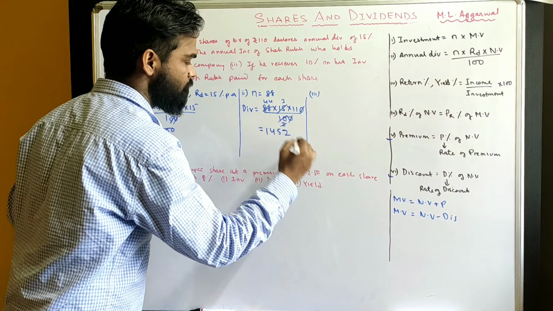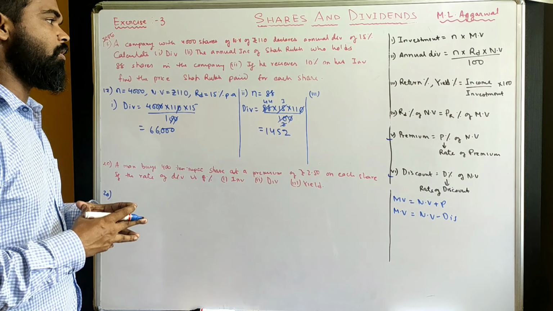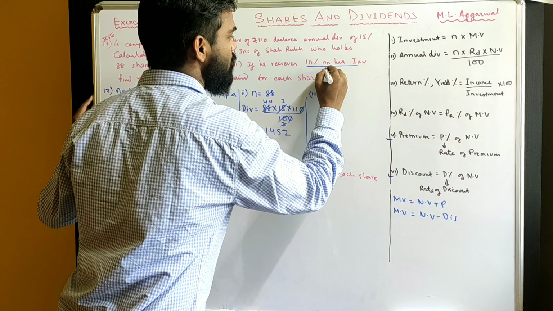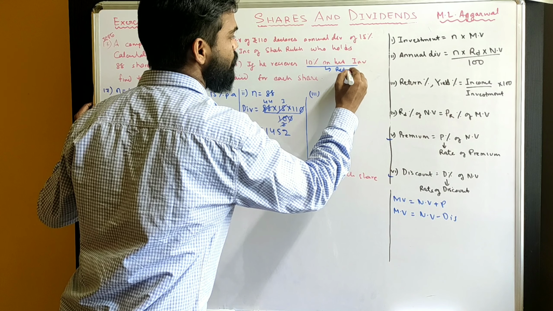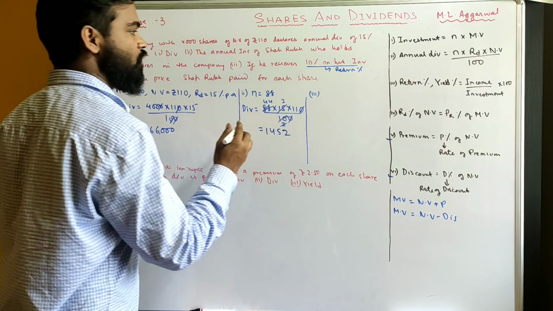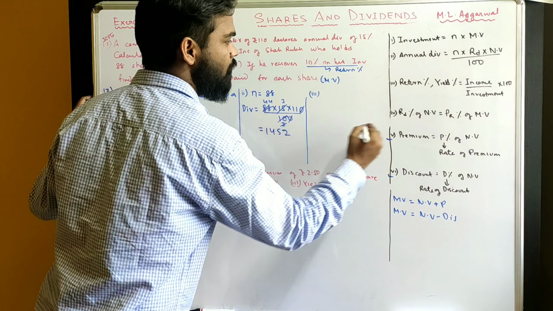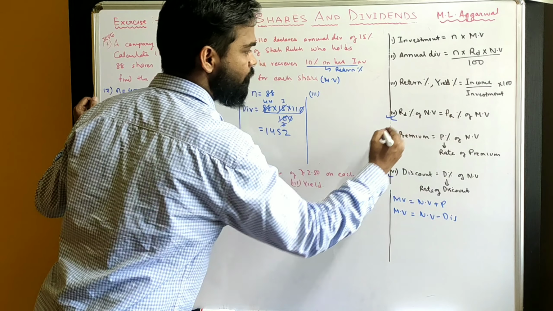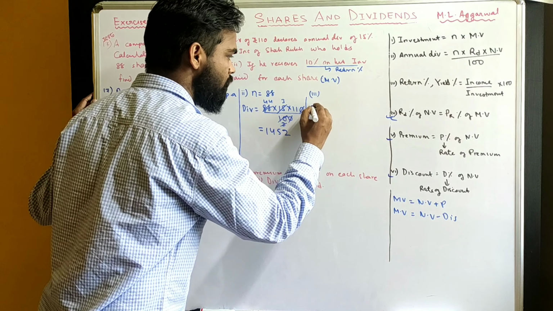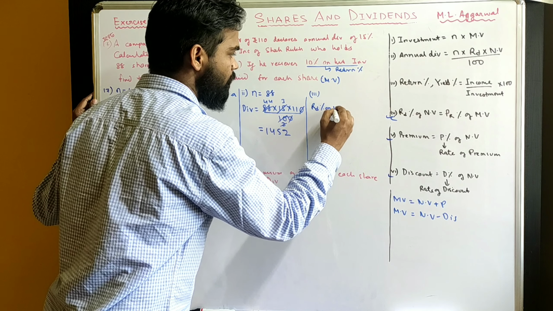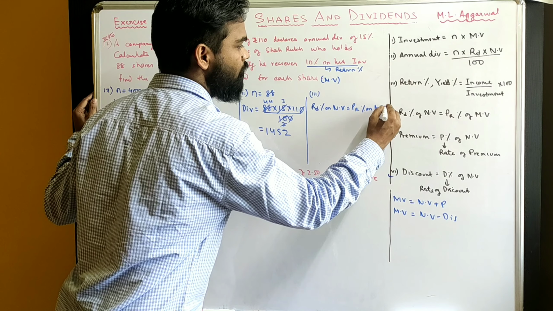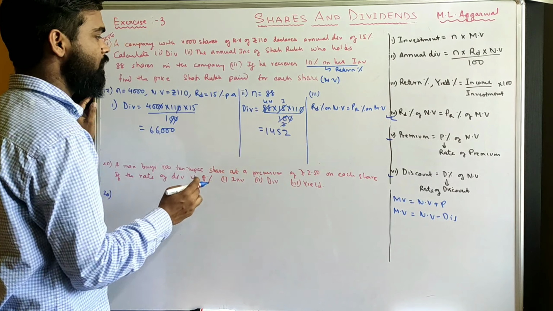Am I clear? Now look at the last part, very important. If he receives 10% on his investment, so this is the return percentage. Find the price Shahrukh paid for each share, which means they are asking the market value. Look at this, I've already explained this one. Okay, so rate of dividend on nominal value will be equal to percentage return on market value. So rate of dividend is how much?